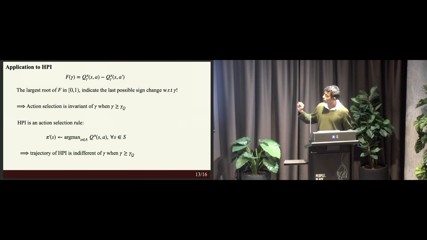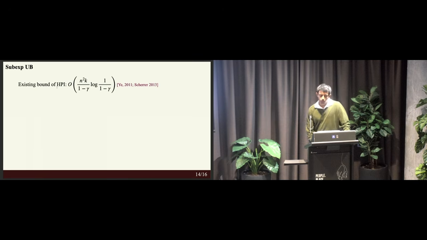Now remember, Howard's action selection rule is taking the argmax at every Q value for every state. Now, because the sign of the polynomial is fixed, it indicates the trajectory of Howard's is also invariant beyond this gamma_Q threshold. Because if that doesn't change, this also cannot change with respect to gamma.